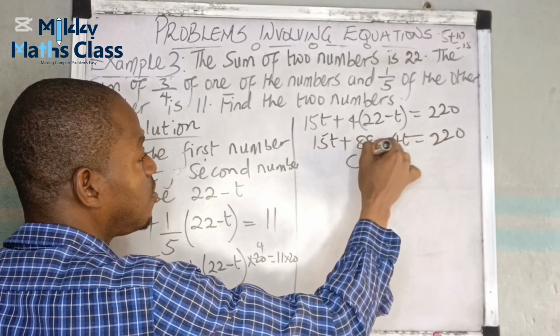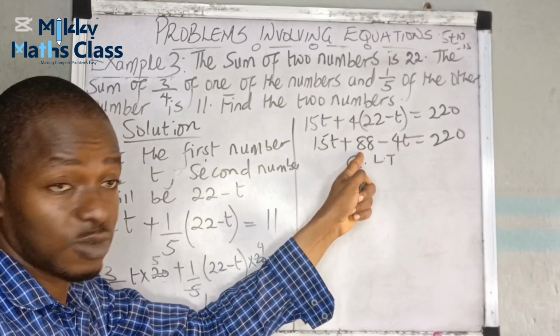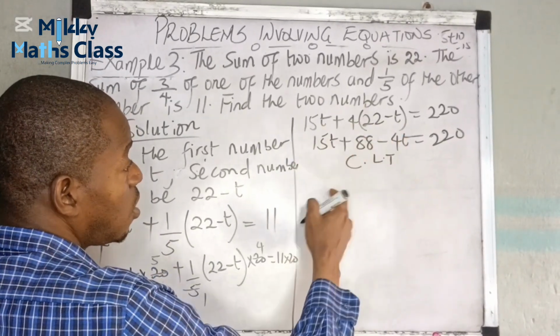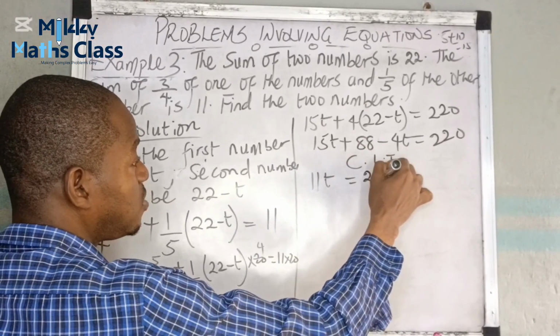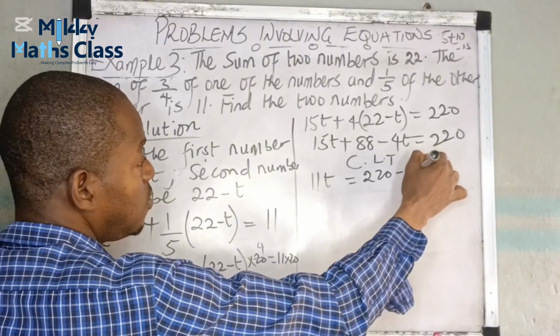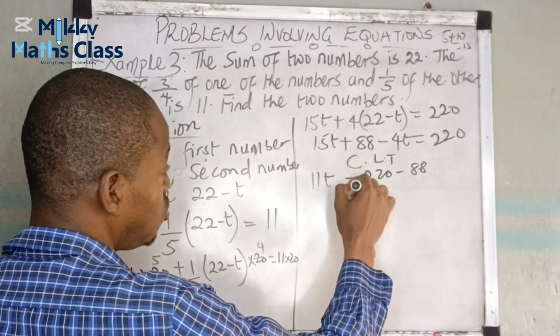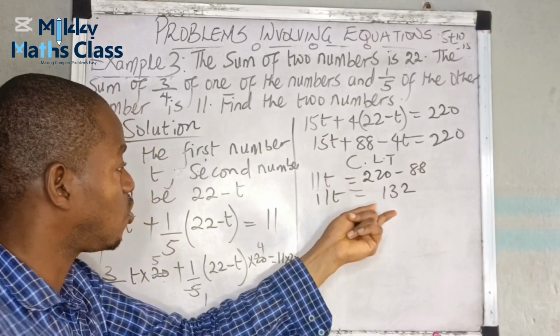So collect like terms. Subtract 88 from both sides. So this is 15 minus 4, that's 11t, is equal to 220 minus 88 to give us 132. So this is 11t is now equal to 132.